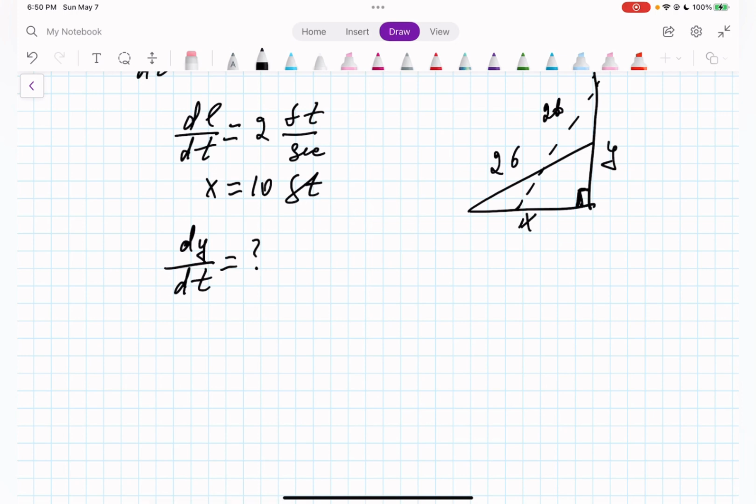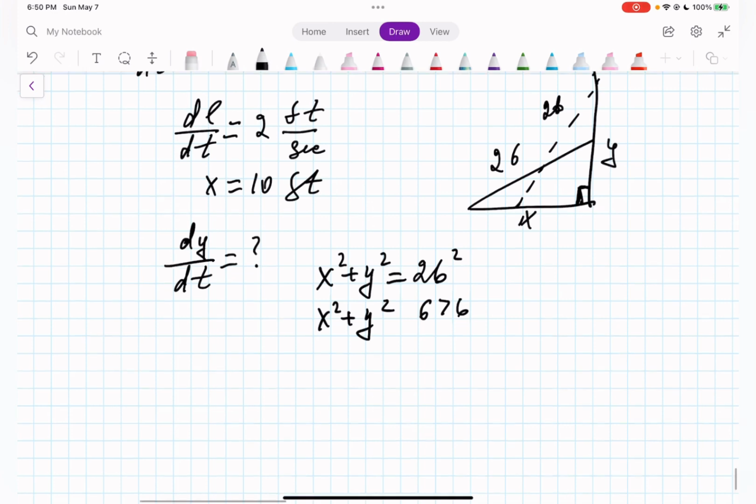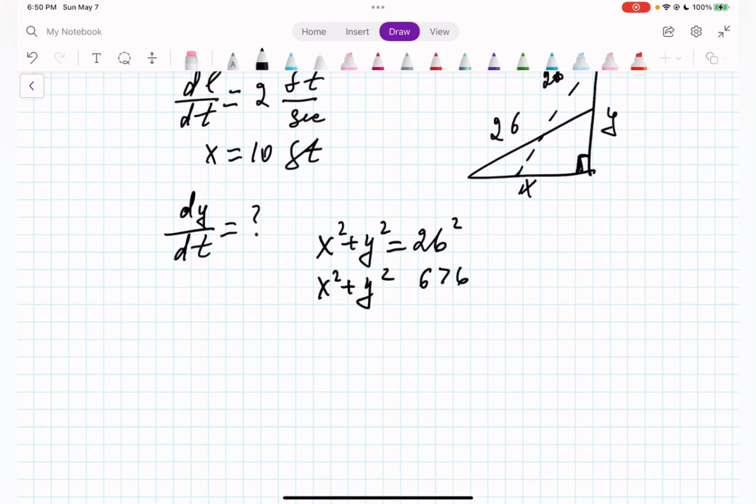In this case, we can use the Pythagorean theorem, which means x squared plus y squared is equal to 26 squared, right? So 26 squared is 676, x squared plus y squared. Now we need to find the rate of change of height, right?